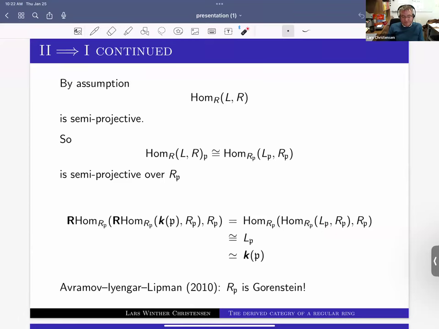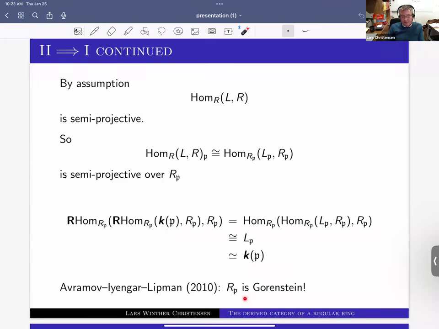So this whole thing here is isomorphic, not only in the derived category, but on the nose, isomorphic to L localized at P. And L localized at P was a resolution of the residue field. So this tells us that the residue field is its own double dual. And now there's a result of Abramov, Iyengar, and Lipman from around 2010 that tells us that the self-duality of the residue field is enough to conclude that the ring is Gorenstein.